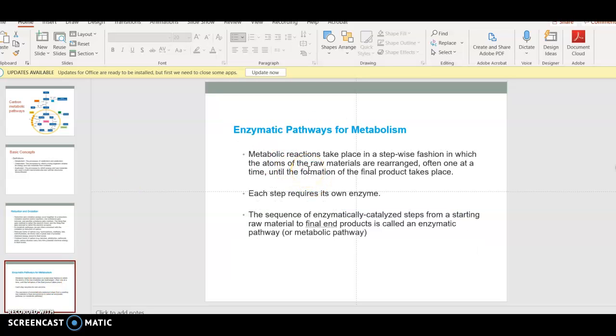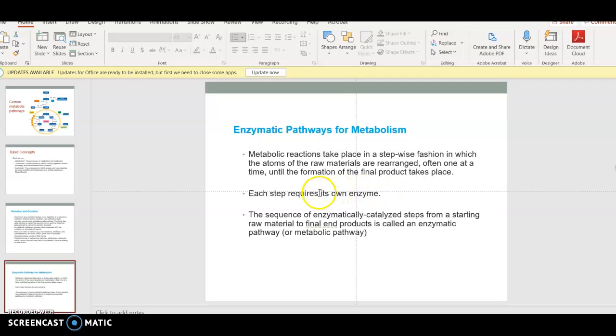For the enzymatic pathway of metabolism, the metabolic reactions take place in a stepwise fashion. It means they must follow certain steps before they reach the final molecules, in which the atoms of the raw materials are rearranged, often one at a time, until the formation of the final product. For example, if you are breaking down glucose, eventually you will produce pyruvate, which can be the precursor for other reactions as well. Let's take a look in the subsequent slides.